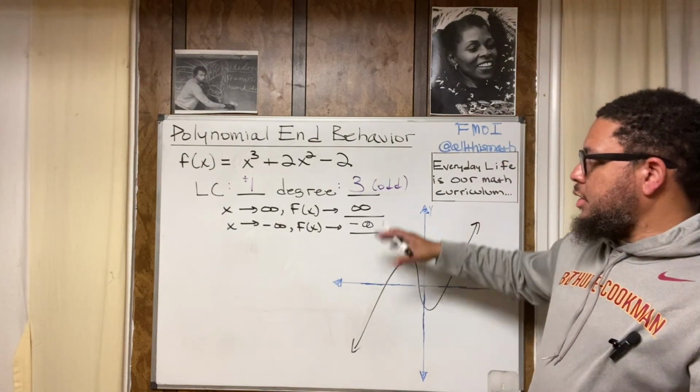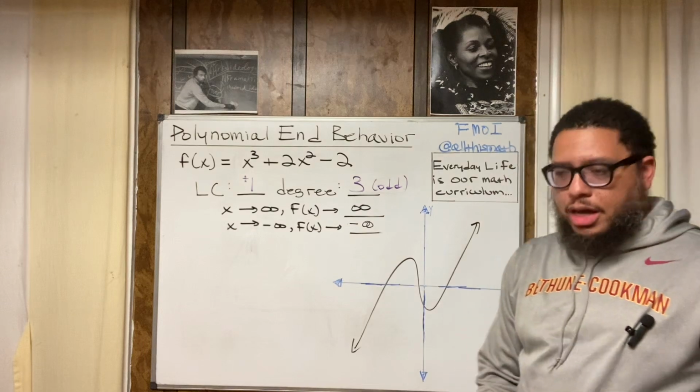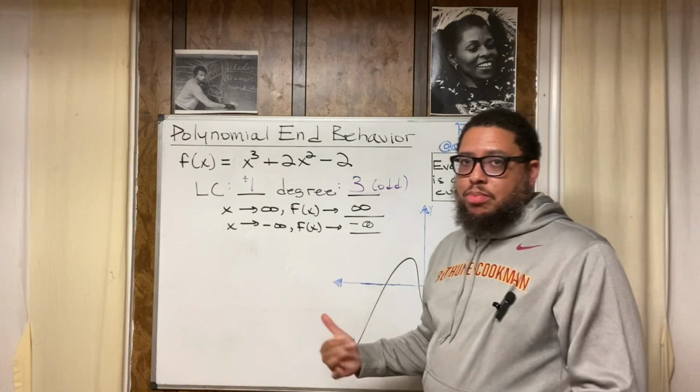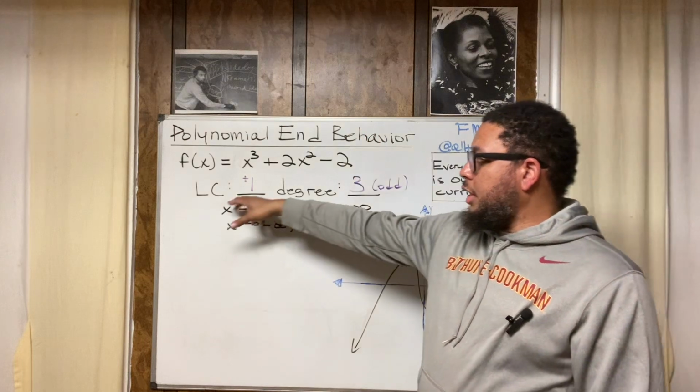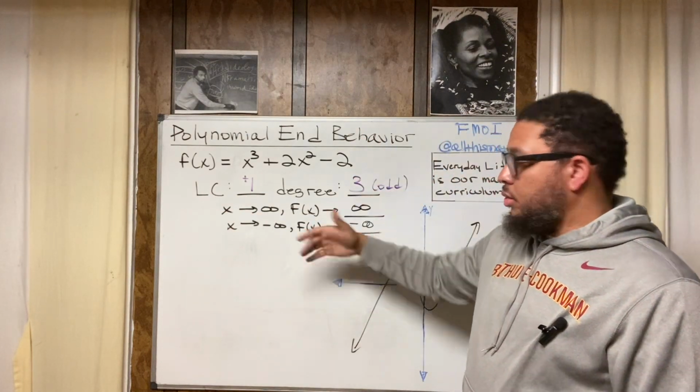All right. So this is just a couple of ways to express this, and this is how we find the end behavior of a function. All right. So go get some practice with these. Remember, look for your lead coefficient, look for your degree, and then you know what to do.